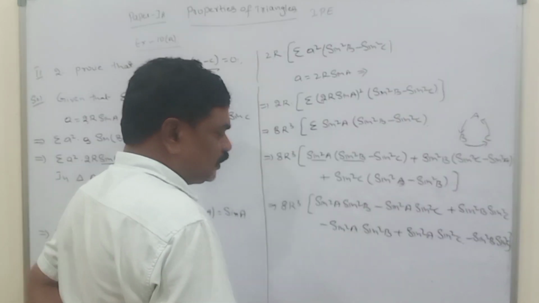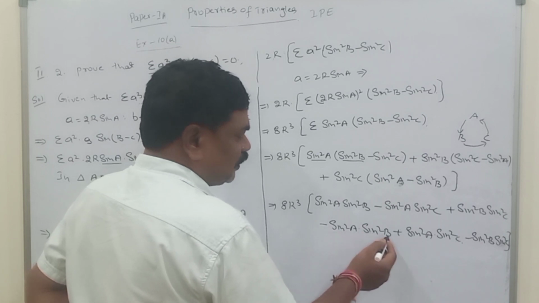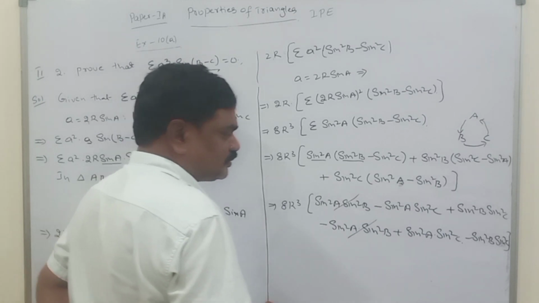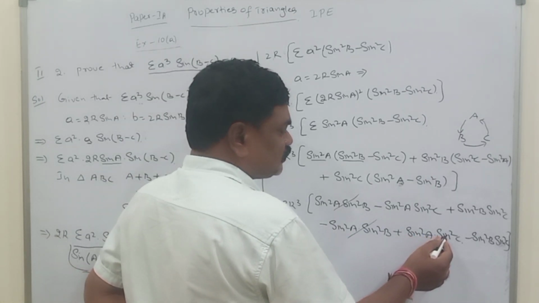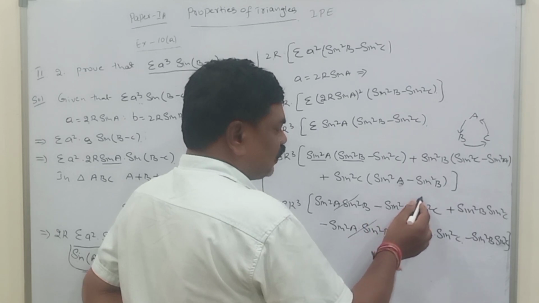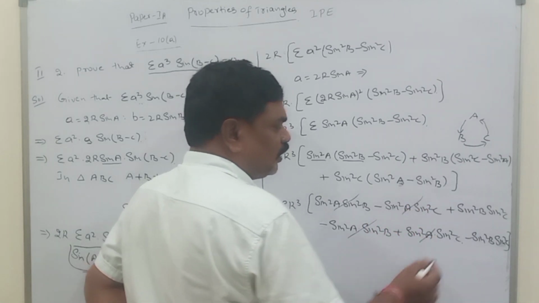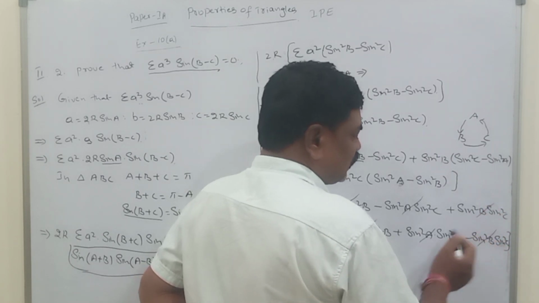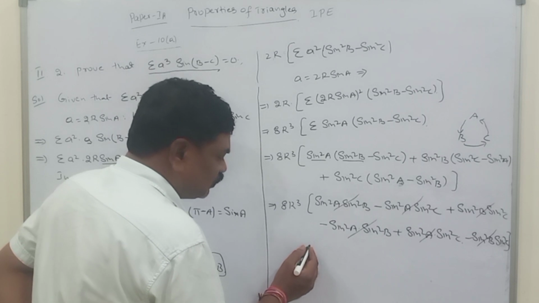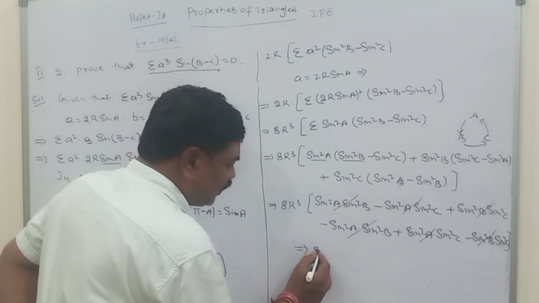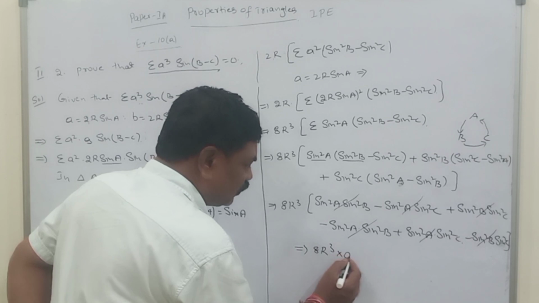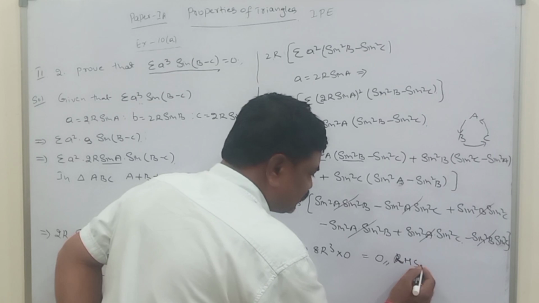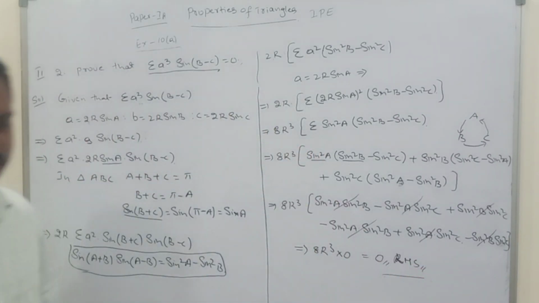Here you observe: minus sine square A sine square B plus sine square A sine square B get cancelled, plus sine square A sine square C minus sine square A sine square C cancelled, and plus sine square B sine square C minus sine square B sine square C cancelled. Therefore, we can write it as 8r cube into 0 is equal to what? 0. This is the RHS. Okay, all of you.